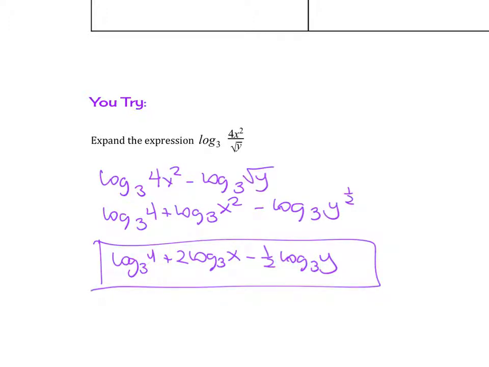Okay, so looking at this problem, you should have gotten log base 3 of 4 plus 2 times log base 3 of x minus 1/2 log base 3 of y. So at the end, after you expand it, notice that there are no more exponents, and each of these has a single piece here. Don't break this 4 down to 2's, just leave it as it is. We only do that when it asks us to break it down. And so that's it for this.